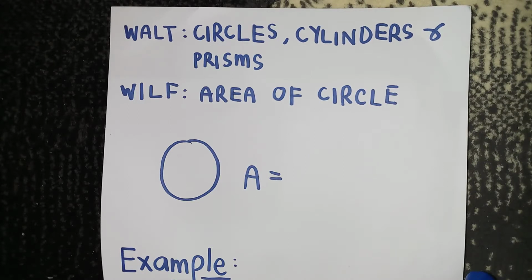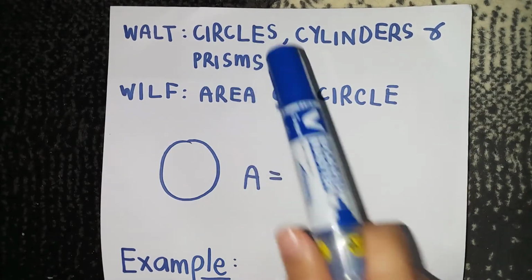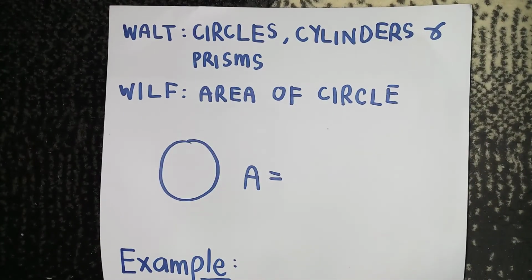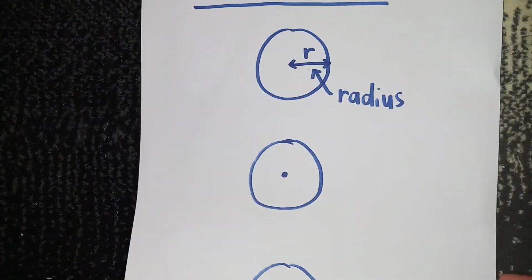Okay, so for this week we are going to move to the next chapter, which is circles, cylinders and prisms. For this video, I'm going to focus on circles only, and I'm going to cover the area of a circle. But before we move to area of a circle, you need to make sure you know some properties of a circle. So let's say we have a circle like this.